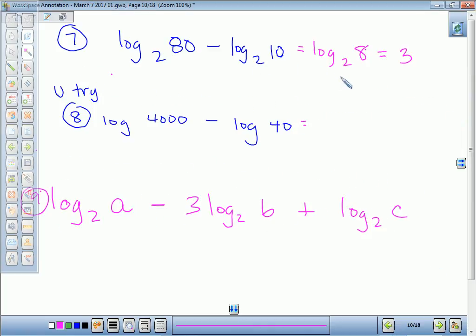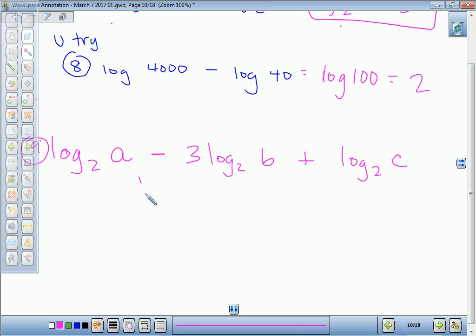Okay. Now, this one. If we have 80 minus 10, that would become division, and 80 divided by 10 is 8, and that simplifies to 3. Okay? 4,000 divided by 40 would be what? 100, and log of 100 is 2.